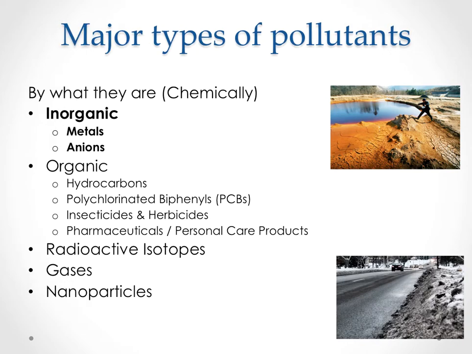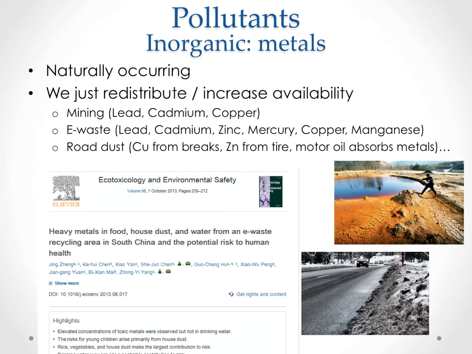So first, inorganic, that's essentially metals and anions are the two big ones. So metals are naturally occurring, they're elements. They exist in nature. We just redistribute them and increase their availability through things like mining. We increase lead, cadmium, and copper availability. E-waste has a lot of metals: lead, cadmium, zinc, mercury, copper, manganese, and even road dust. So we get copper from brakes, zinc from tires, and then motor oil can absorb these metals and sort of spread them around.